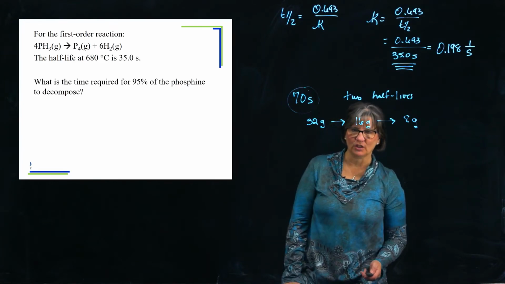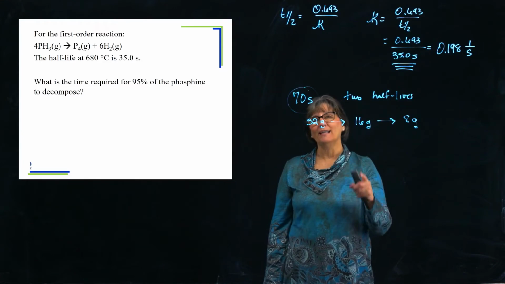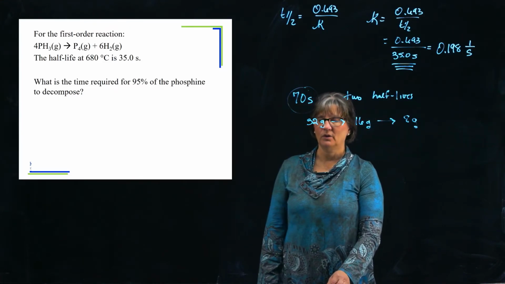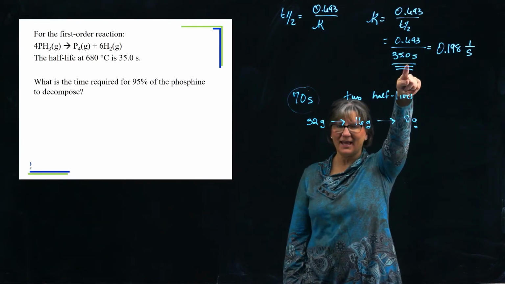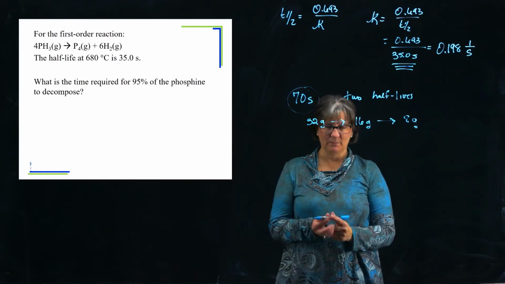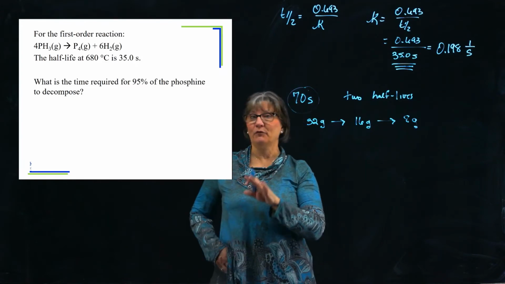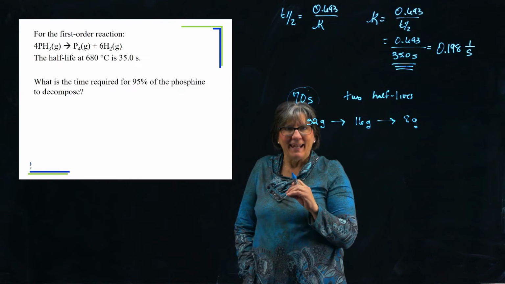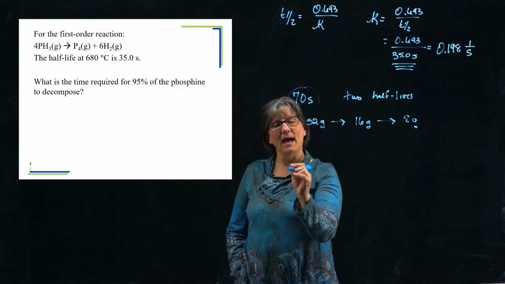It's the same reaction. I want to know how much time goes by to allow for 95% of the phosgene to decompose. If it was 50% of the phosgene to decompose, hey, it's 35 seconds. This is not 50%, okay? 95% of it is decomposing, so 5% of it remains. Here, I would like for you to stop and try it on your own, or let me get you started. At some point, stop and try to finish it, and come back and see if you got it right.